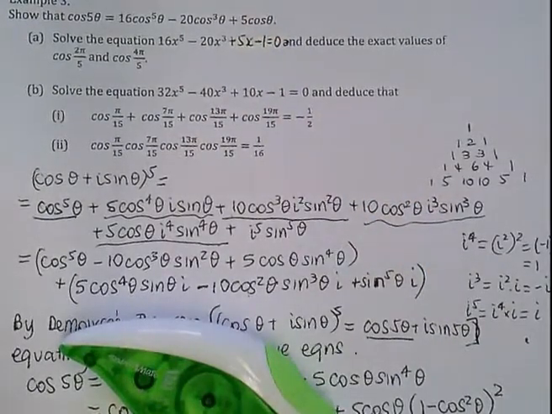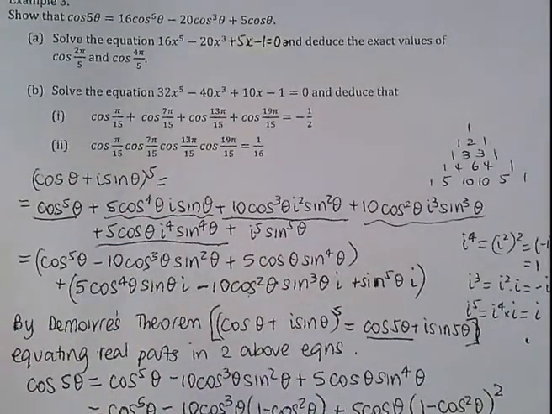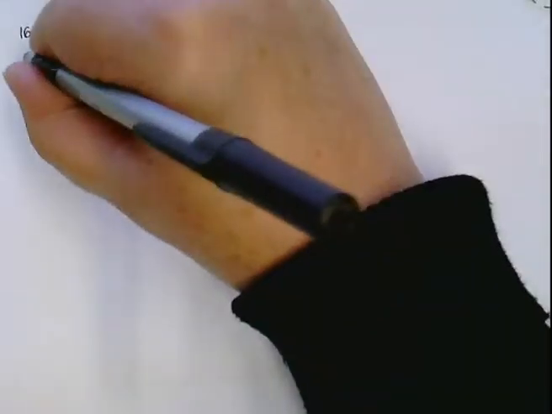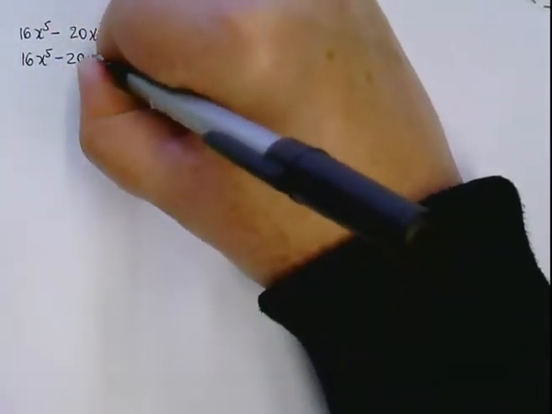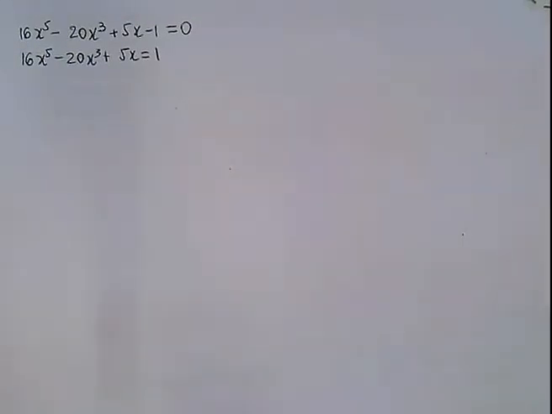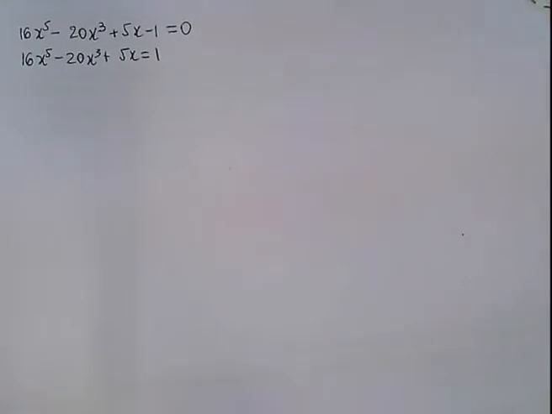Okay, so it was just missing that. And deduce the exact values of cos 2 pi over 5 and cos 4 pi over 5. We have to solve this equation now. If we just rearrange, 16x to the power of 5 minus 20x cubed plus 5x equals 1. And then we also have our result from part 1. And so comparing that with what we had done earlier.